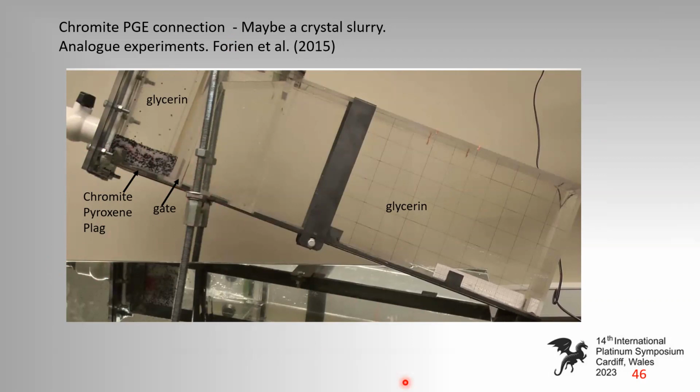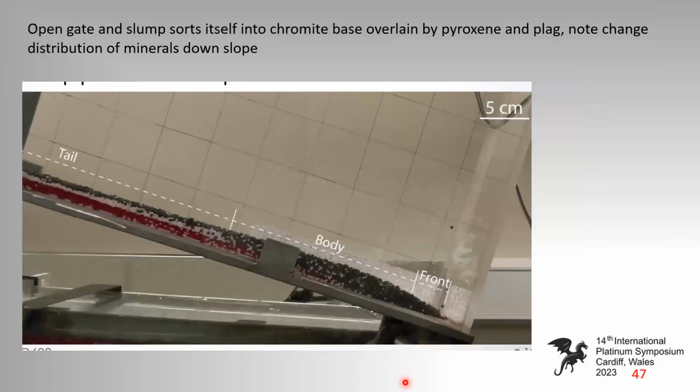You take the gate out and things run down, the grain sorting that Steve was mentioning. And notice the thickness of the bed changes as you go down along. So you would expect as you go into the chamber, the thickness would vary along the chamber.